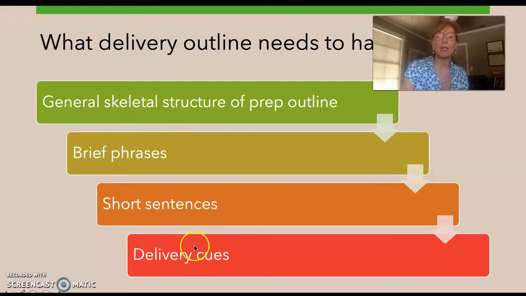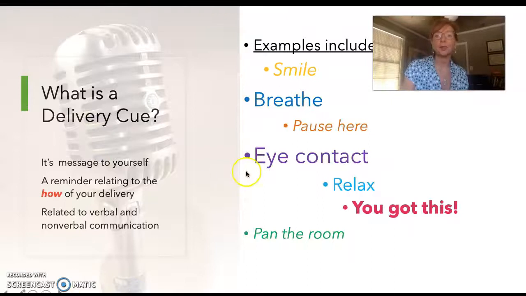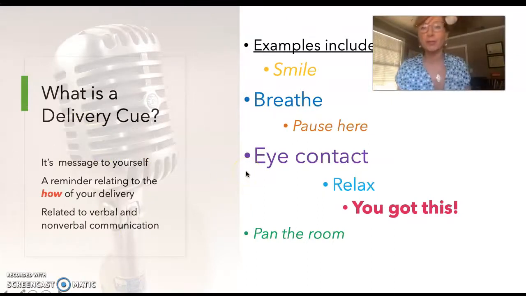Let's talk about what I mean by that. What's a delivery cue? You know what brief phrases and short sentences are. And here's the thing about the delivery outline: it does not have to be grammatically correct. It's supposed to be your message to yourself to help you give your speech. So you can scribble on it, you can circle things, you can highlight. It can be a complete mess, but it can't be so messy that you can't figure out what it says. Okay? All right.